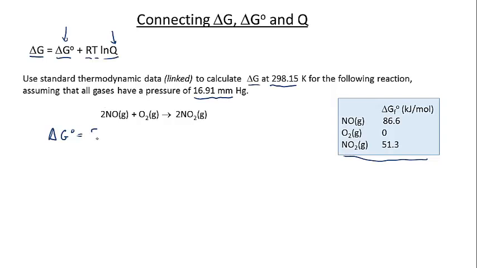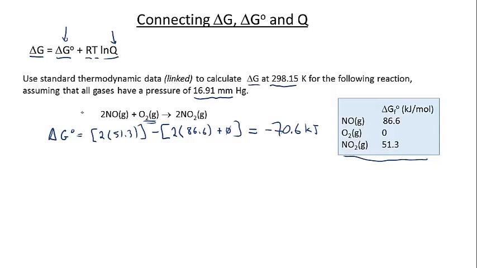So it's going to be 2 times it for nitrogen dioxide, so it's 2 times 51.3, minus 2 times the free energy of formation for NO, which is 86.6, plus 0. The 0 is for the oxygen. It has a free energy of formation of 0. That comes out to be minus 70.6 kilojoules. So then, that's delta G, we know that. Now let's figure out Q.